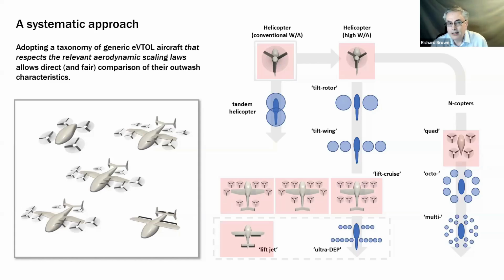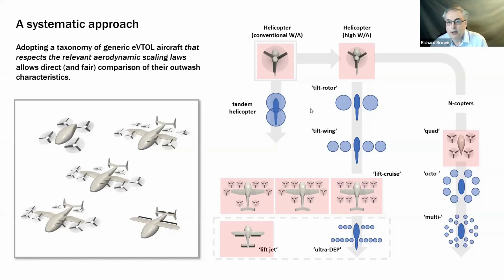And those abstracted aircraft respected the relevant aerodynamic scaling laws and allowed a direct and fair comparison of their outwash characteristics. So they all had the same propeller designs, they all had the same thrust coefficient and so on, so that we could actually compare the outwash characteristics of each of these different aircraft. And we modeled a whole bunch of these using the computational approach that we've developed here at Sofrodyne. So in terms of this taxonomy, we could start with a conventional helicopter with a conventional disk loading. We could then go to a helicopter with a higher disk loading than conventional, and then we could branch off down all these interesting avenues.